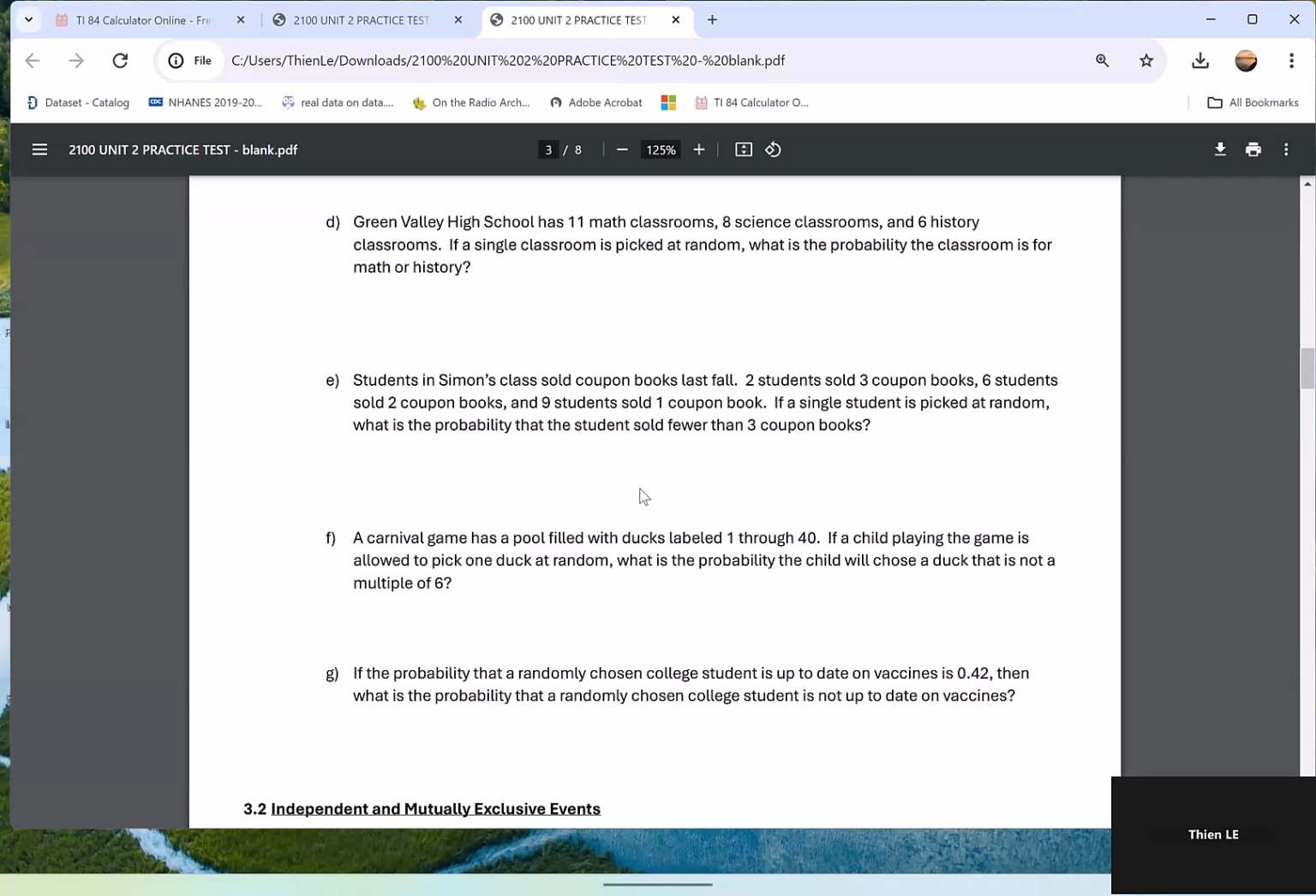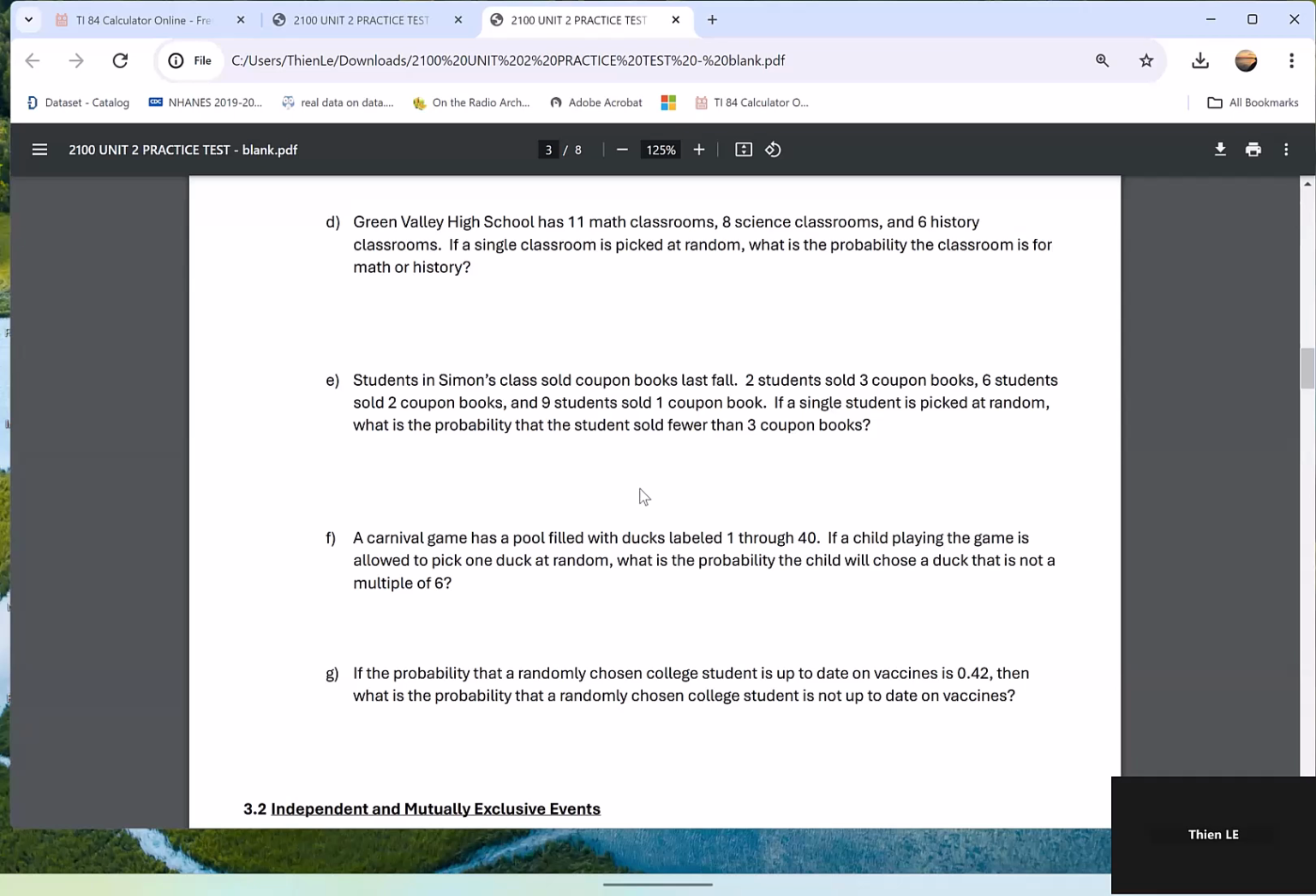A carnival game has a pool filled with ducks labeled from 1 to 40. If a child playing the game is allowed to pick one duck at random, what is the probability the child will choose a duck that is not a multiple of 6? So here we need the multiples of 6, right? So basically you need to check the possible simple events that can happen in this event, right?